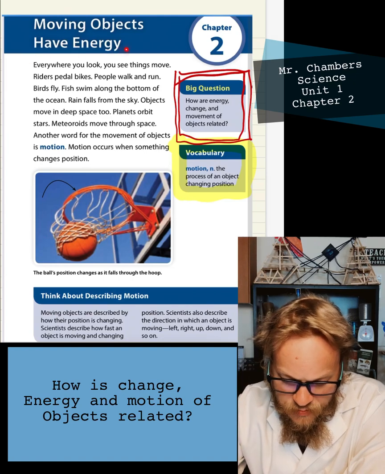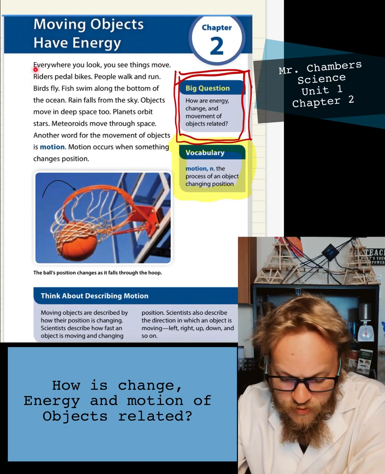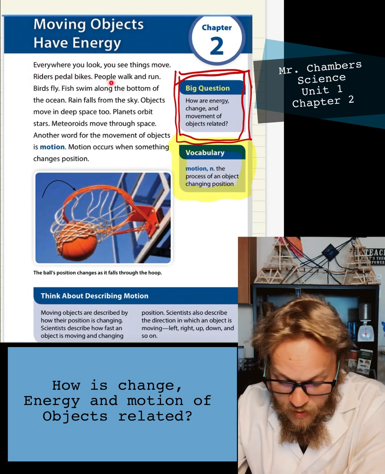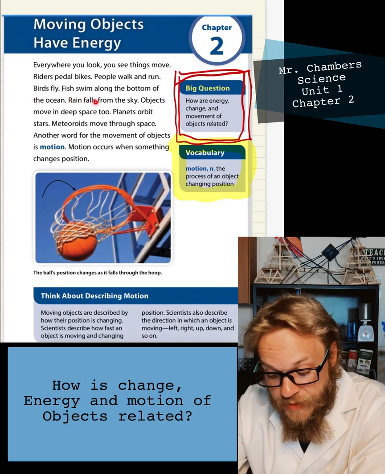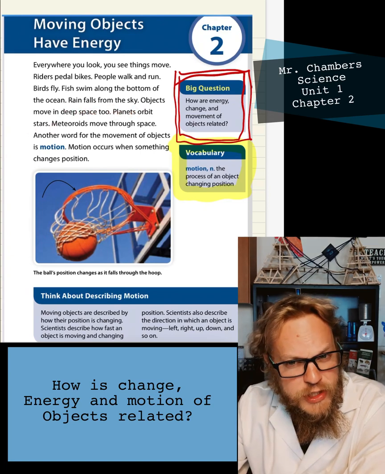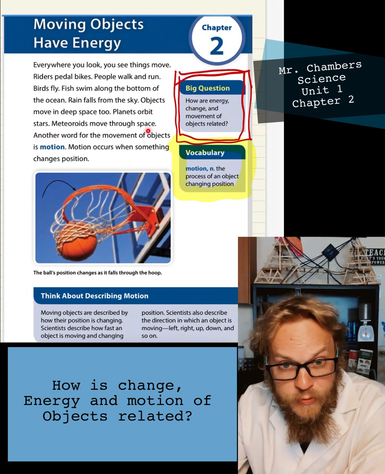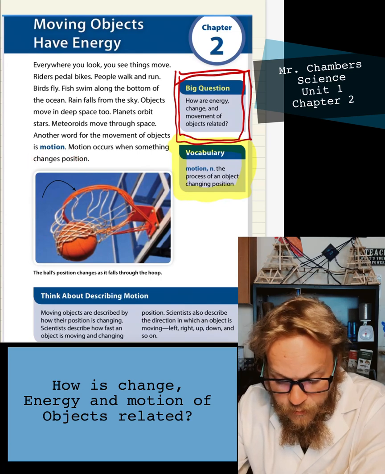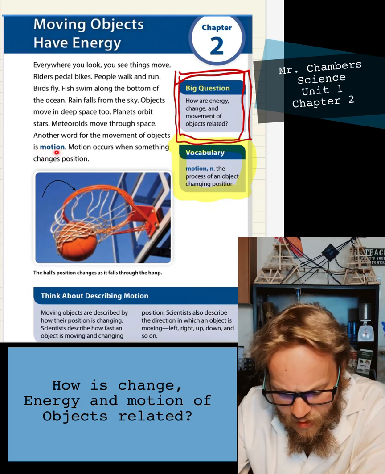So, Chapter 2. Moving objects have energy. Everywhere you look, you see things move. Riders pedal bikes, people walk and run. Birds fly, fish swim along the bottom of the ocean. Rain falls from the sky. Objects move in deep space too. Planets orbit stars. Meteoroids move through space. Another word for the movement of objects is motion. So anything that is moving is in motion.